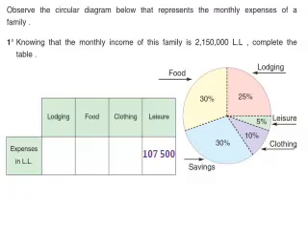Observe the circular diagram below that represents the monthly expenses of a family. The family has a monthly income of 2,150,000. They spend on food, leisure, clothing, lodging, and the rest of the money is for savings. In this exercise we are trying to find exactly the amount of money they spend on food, lodging, leisure, and clothing as money, and not as a percentage.